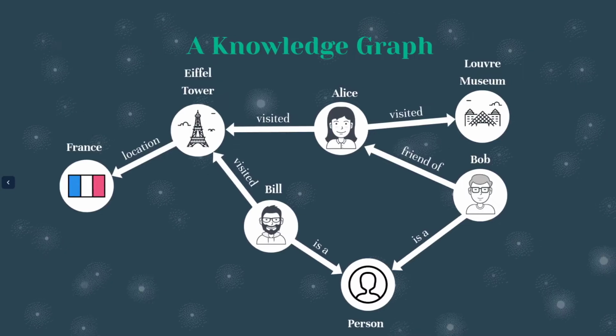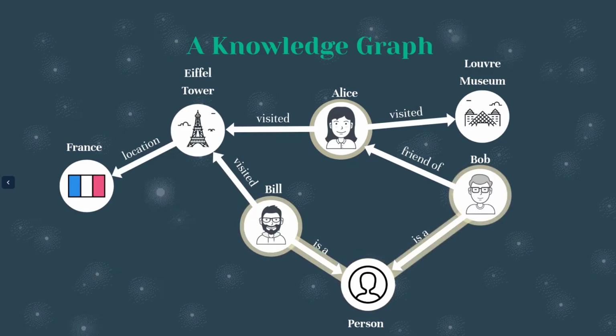Take, for example, this small knowledge graph. This graph allows us to answer a question like, what places has Bill visited? A graph database would use this information in the graph to return the correct answer, the Eiffel Tower. But what if we have another question like, is Alice a person? The graph tells us that Bill and Bob belong to the class person, but this information is not there for Alice, so we cannot get the answer.